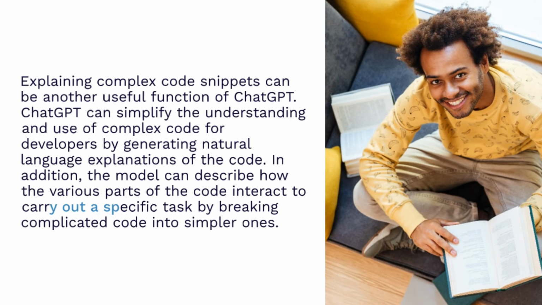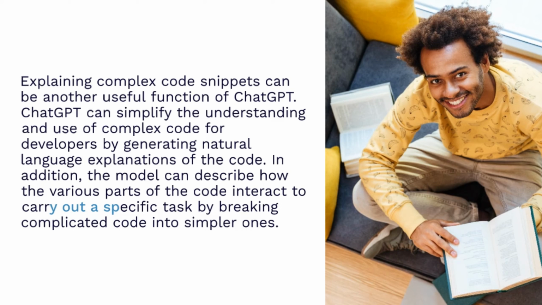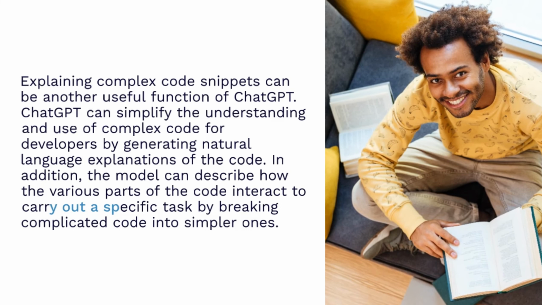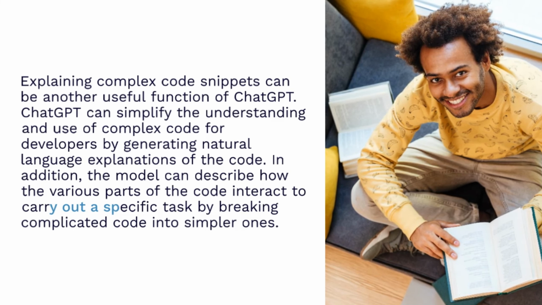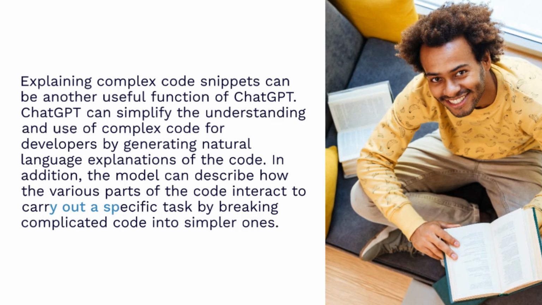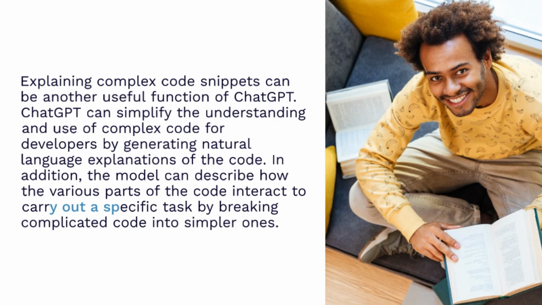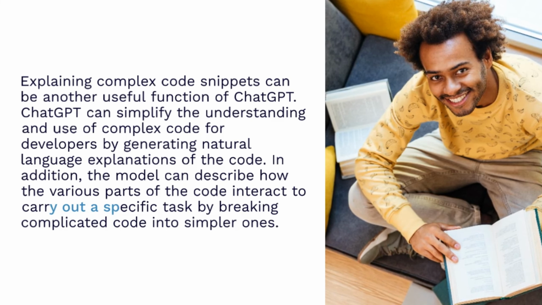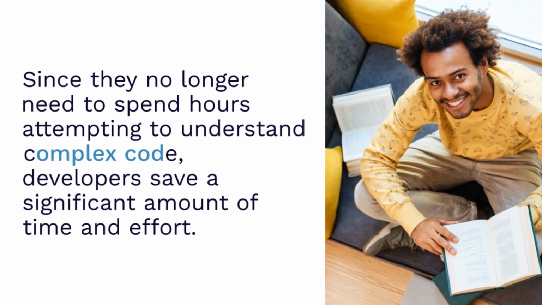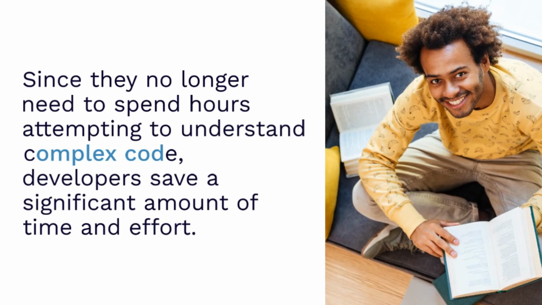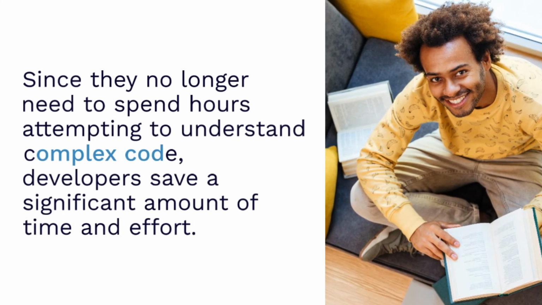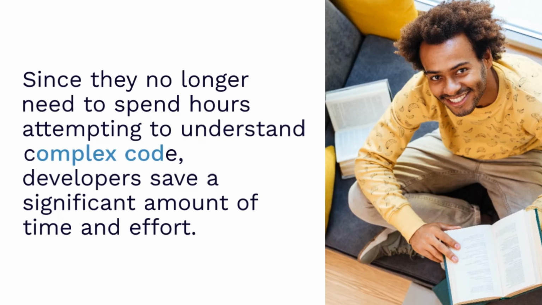ChatGPT can simplify the understanding and use of complex code for developers by generating natural language explanations of the code. In addition, the model can describe how the various parts of the code interact to carry out a specific task by breaking complicated code into simpler ones. Since they no longer need to spend hours attempting to understand complex code, developers save a significant amount of time and effort.